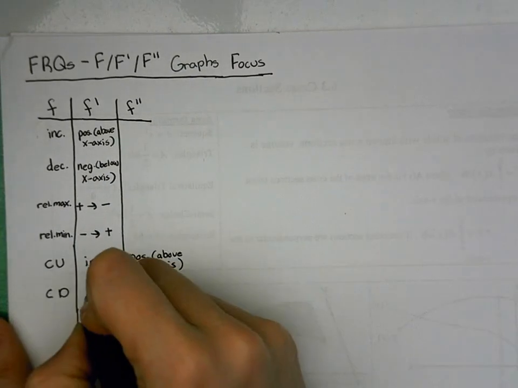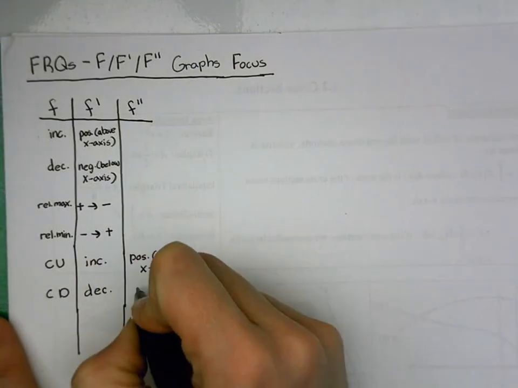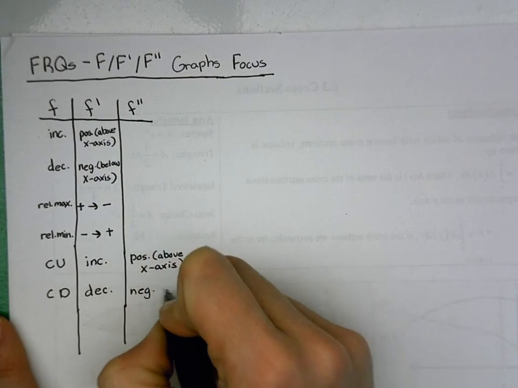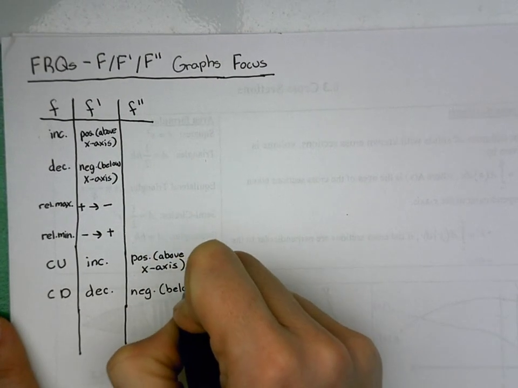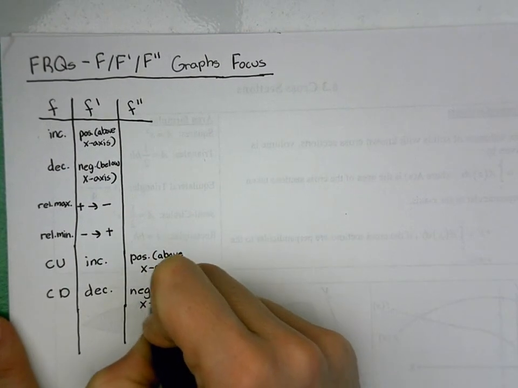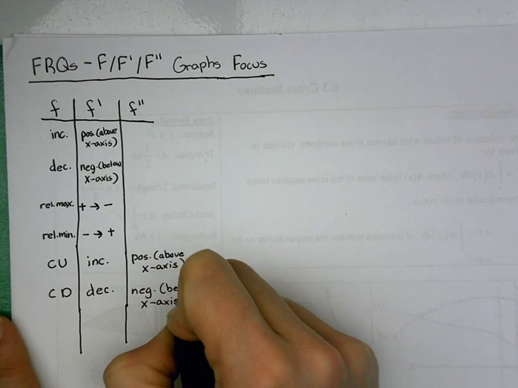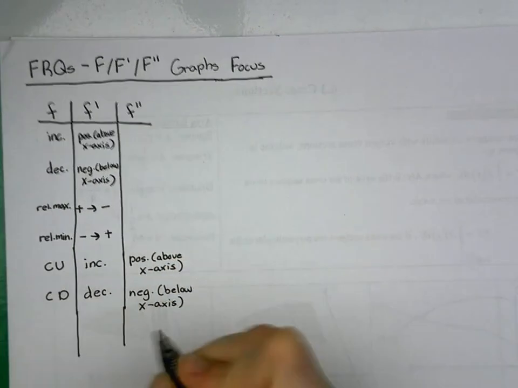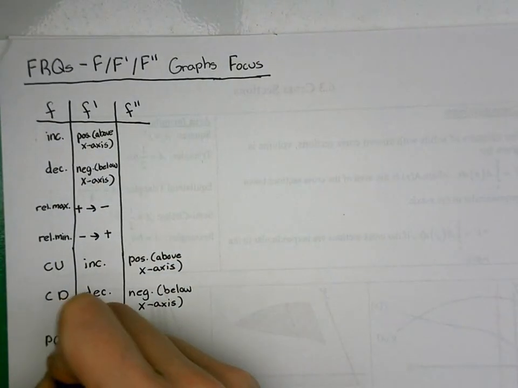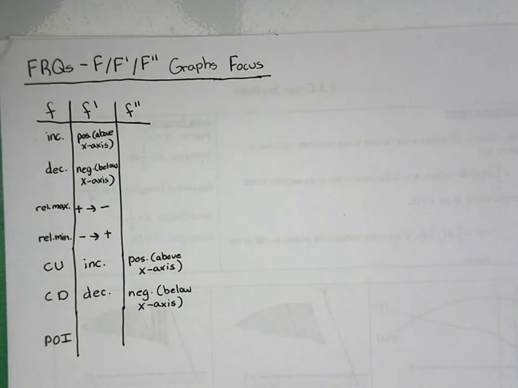It meant that f prime was decreasing, or f double prime was negative below the x-axis. And then last but not least, our points of inflection, POI. What did that mean?